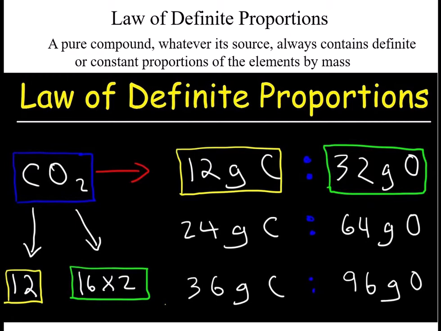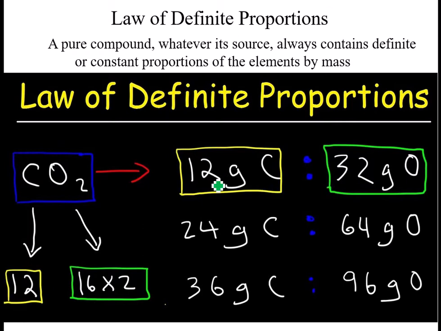The law of definite proportions reads that a pure compound, whatever its source, always has a definite or constant proportion of elements by mass. So this image here shows you carbon dioxide. And carbon dioxide has some ratio of 12 grams of carbon to 32 grams of oxygen, or 16 times 2. So this is what this one is.